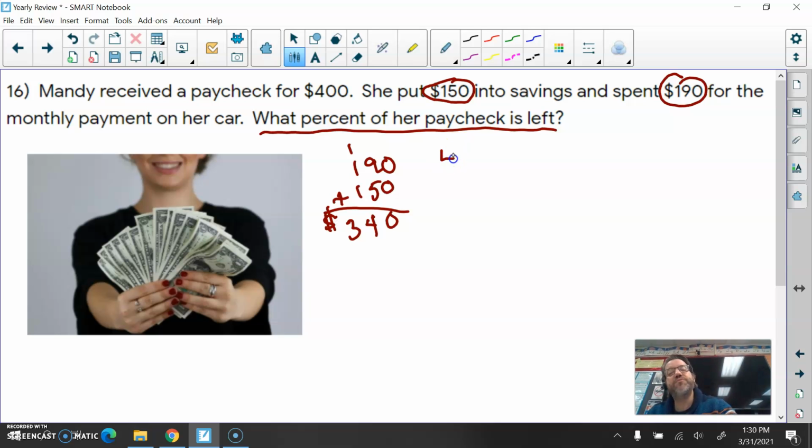So what does she have left? Well, take the $400, subtract the $340 that is either in savings or spent, and we end up with $60 left over. So $60 remains of that $400 paycheck. What percent of her paycheck is left?